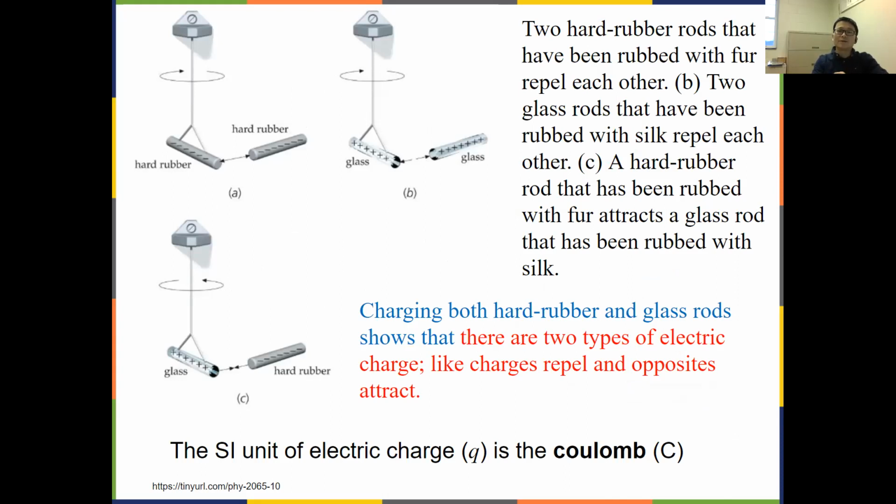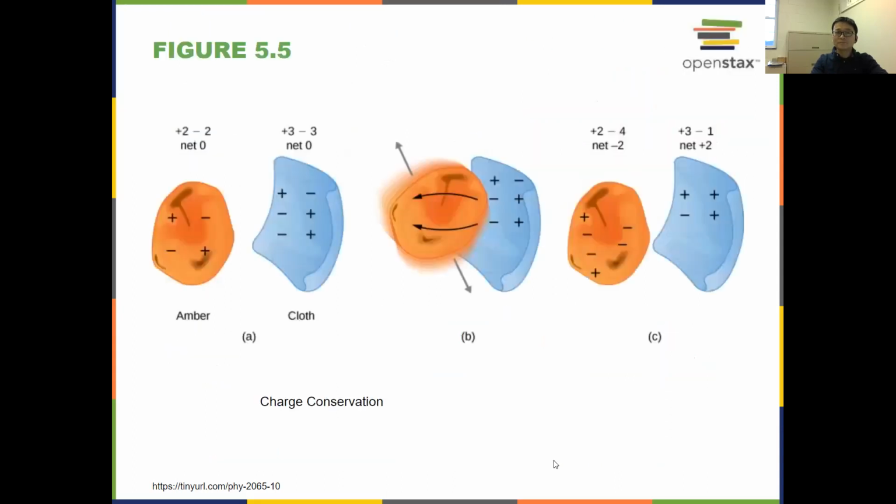Okay? So the symbol we use to describe charge as a quantity is small q, or in some textbooks people might be using capital Q, okay? But the SI unit for charge is the coulomb, capital C.